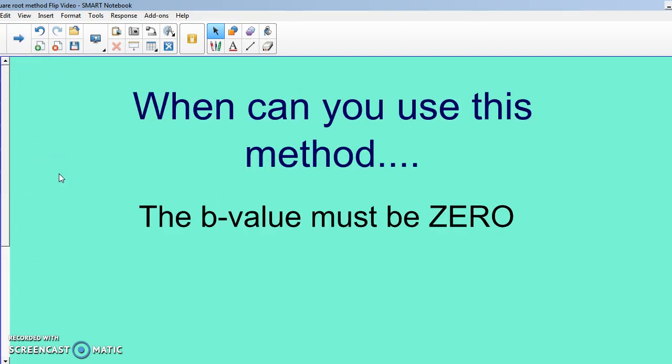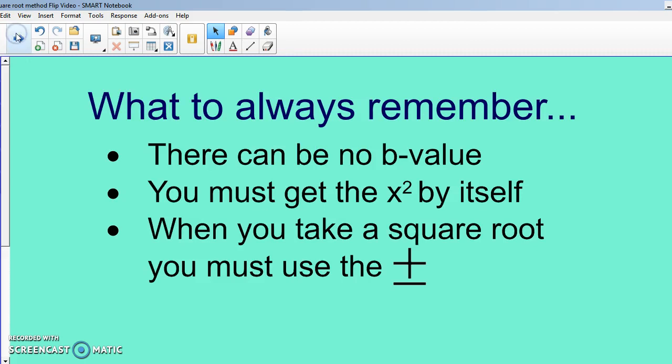Something that's really important is that you can only use this method when the b value is 0. So if there is a b value besides 0, then you cannot use this method. Here are a few things that you always need to remember. The first one is that there can be no b value.